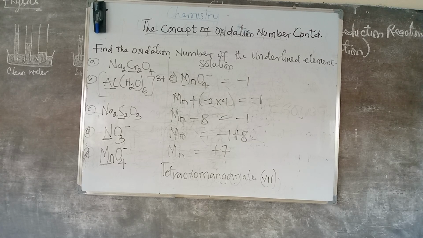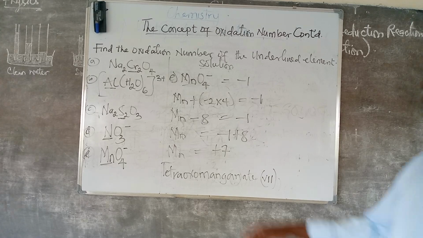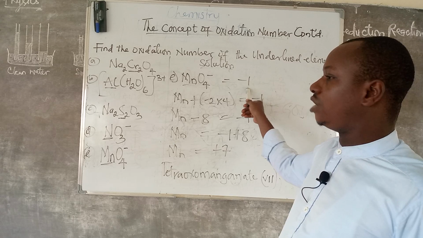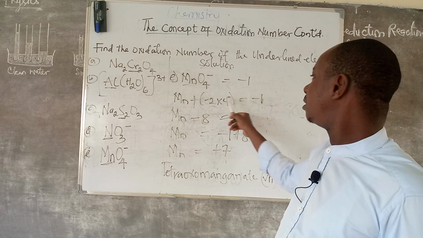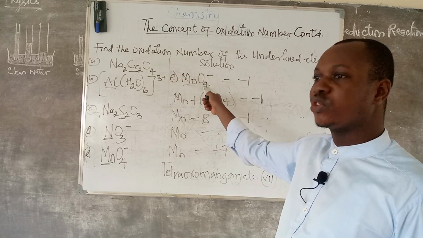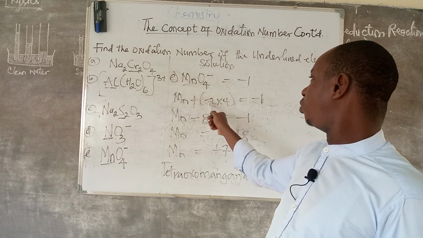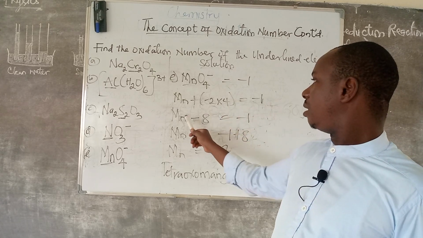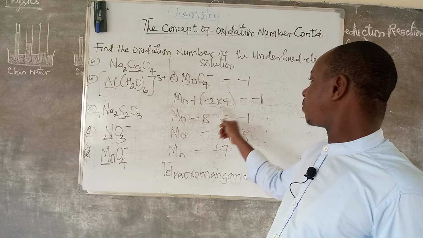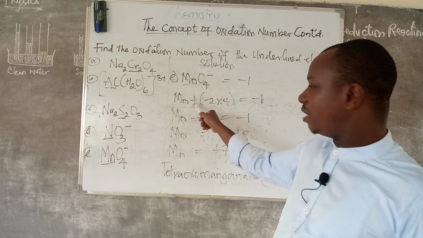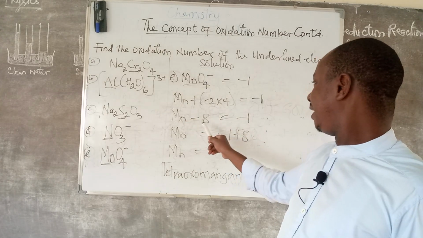Manganese is the one they asked us to find the oxidation number of. So remember, it has a charge of -1. That is why the whole thing is equal to -1. So manganese plus oxygen is -2, but we have 4 oxygen atoms. That is why I multiply it by 4, equal to -1. So -2 times 4 is -8. As you know, this minus will always ask this plus to go away.